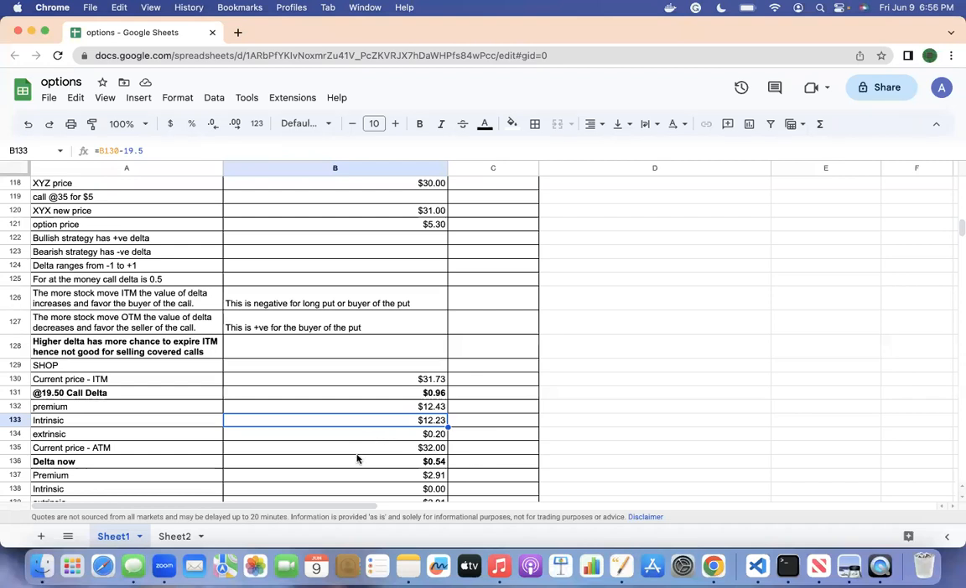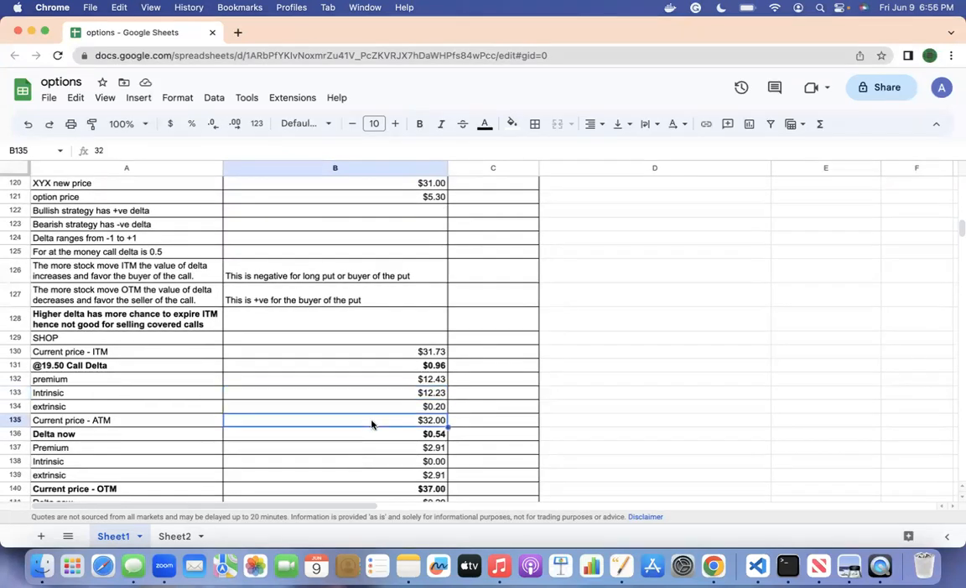So similarly, current price at the money, right? So at the money is $32. So basically, whenever the strike price is equal to the current market price, delta will in that case be close to 0.5, right? So it will be in the center, between 0 and 1. So 0.5 will be the delta value when it is at the money. So at the money means strike price and market price are close or the same value.